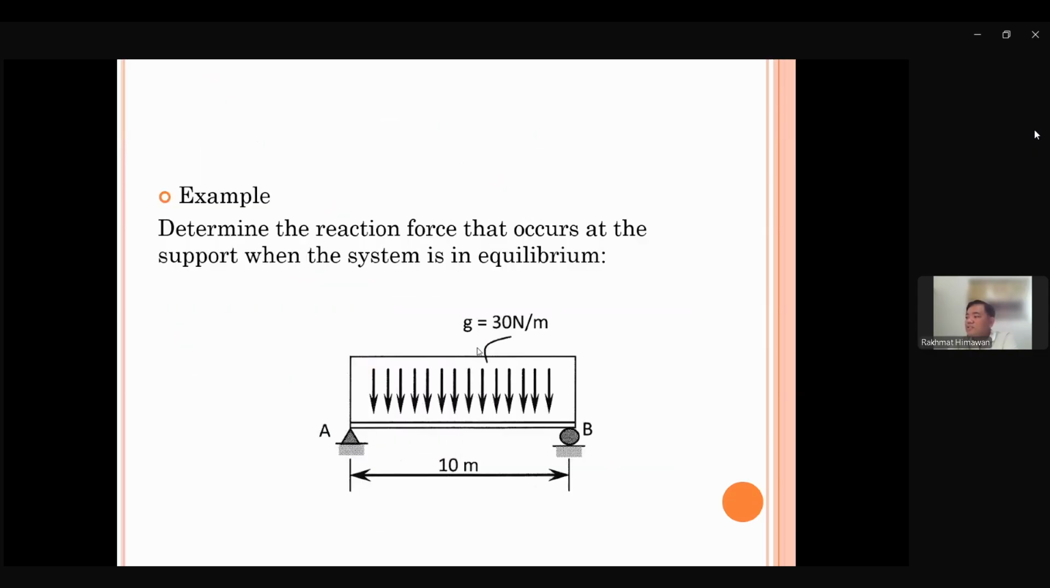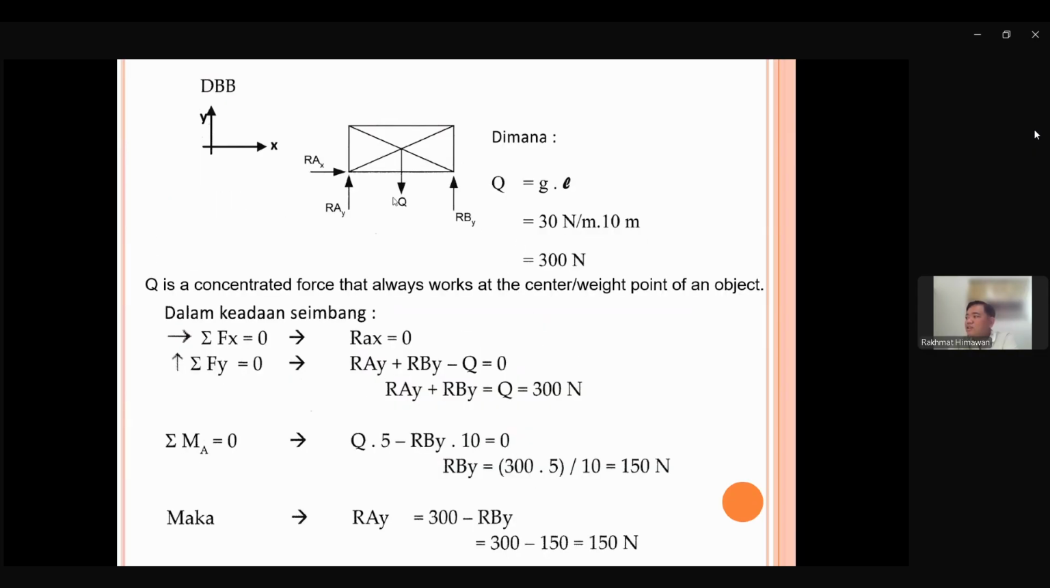From 30 Newton per meter into 300 Newton in Q location. So from this, you just do the normal calculation: sigma Fx equal to 0, sigma Fy equal to 0, sigma moment equal to 0, then you can get all the R.